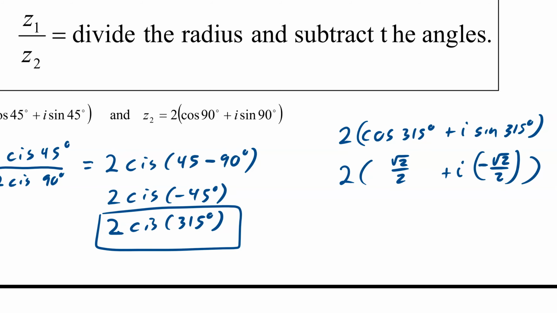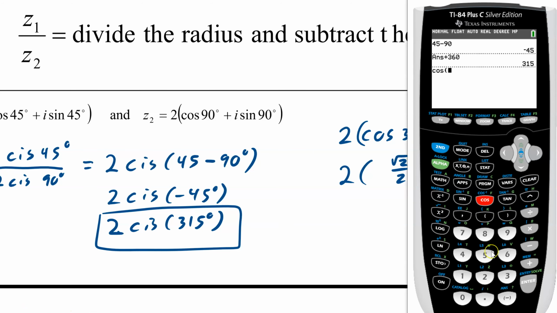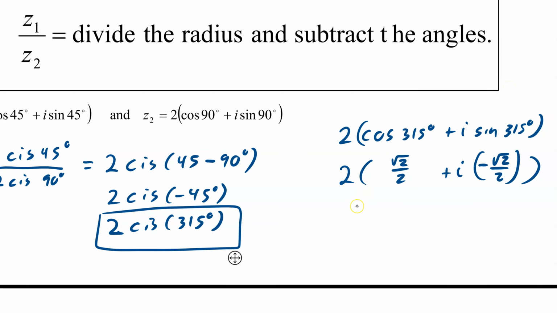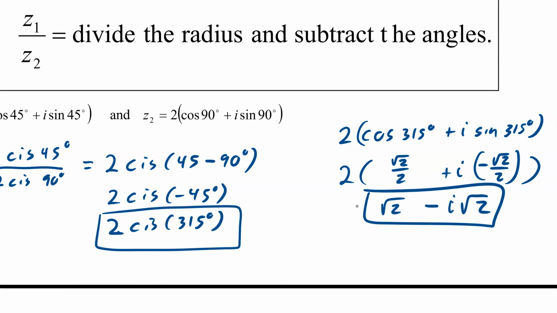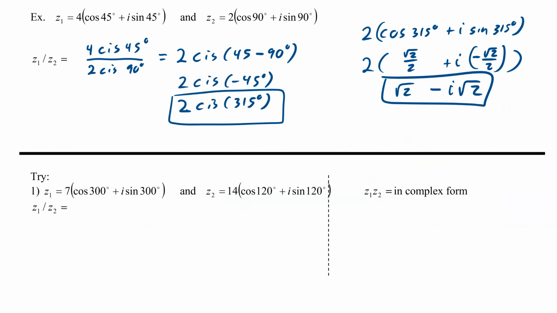And let's verify that in our calculator. So cosine of 315, .7, correct. And sine of 315, -0.7. So there's your rad 2 over 2 and negative rad 2 over 2. So it looks good. Distributing the 2, we get rad 2 minus i rad 2, and there is our rectangular form of our complex number. So that's it. Let's try another.